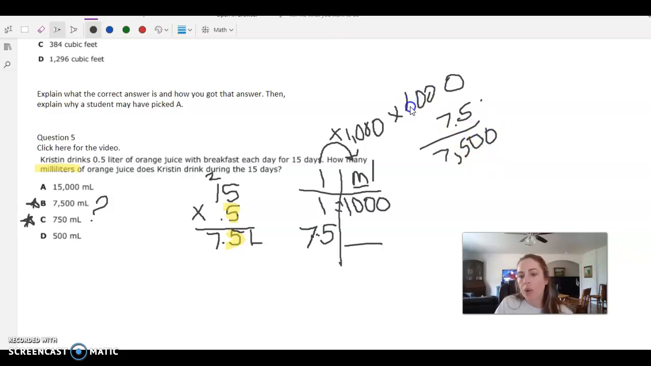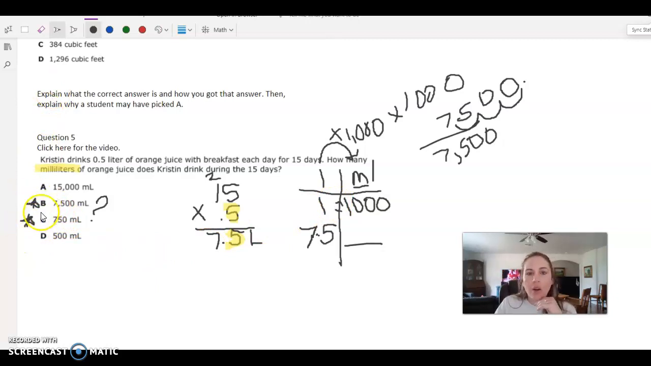I know that when I multiply a number by 10, 100, 1,000, 10,000, all I need to do is move my decimal to make it bigger. 3 times, because we're multiplying by a number with 3 zeros. In my blank spots, I put zeros and then my decimal. So the answer is B.